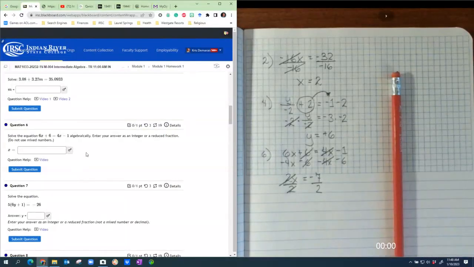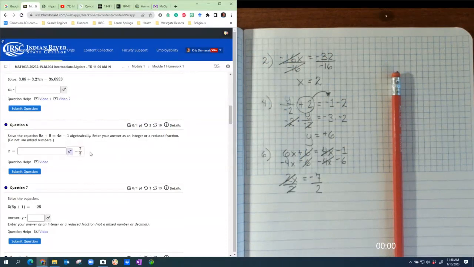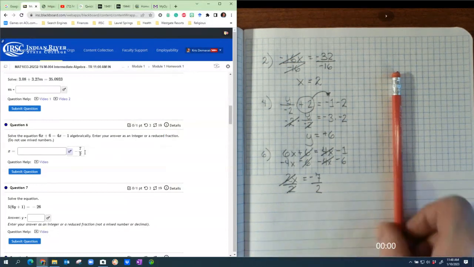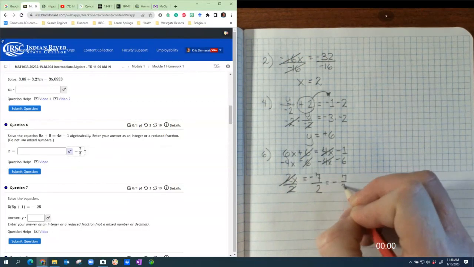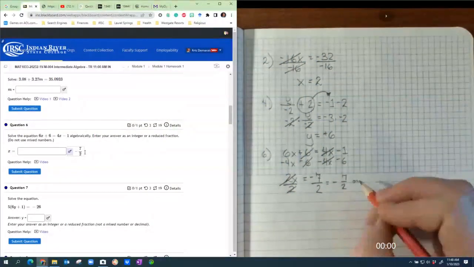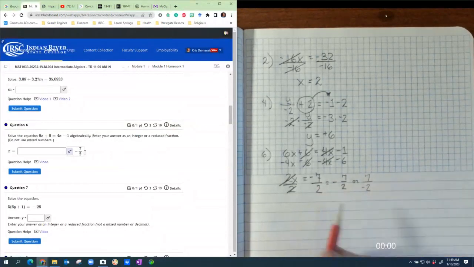Now you'll notice how it says enter your answer as an integer or as a reduced fraction. This would be a reduced fraction. It's already in its simplest form. So look at the answer and how it's presented: negative 7 over 2. Now notice how the position of the negative sign doesn't matter. This is the same thing as negative 7 over 2, or you can also put it as 7 over negative 2. These are all the same thing.